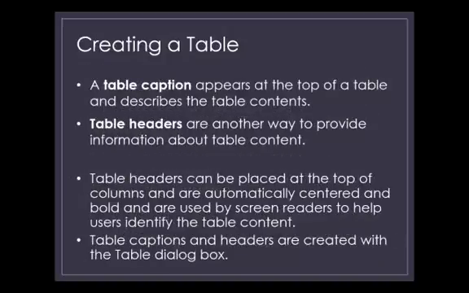A table caption is also one of those accessibility features that we use, and it's at the top of a table to describe the contents. Headers are another way to provide information about the table content, and that's going to be viewable and in bold for the user. They can be placed at the top of the column, and they're automatically centered and used by screen readers to help identify the contents of the table. Captions and headers are created with the table dialog box.